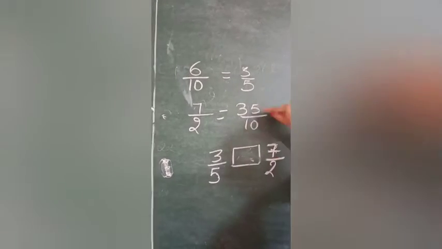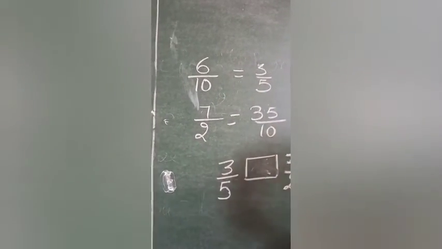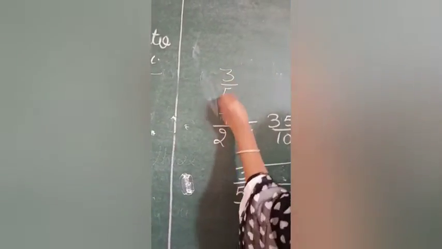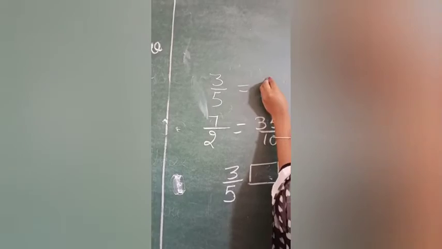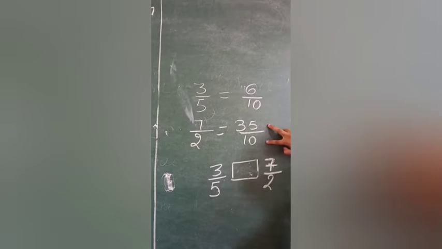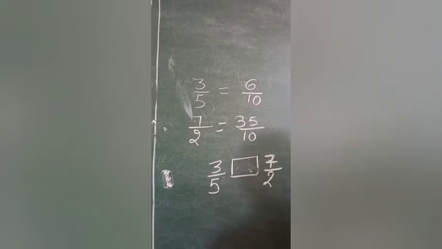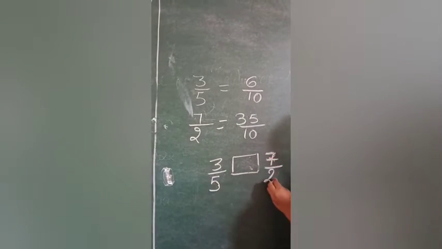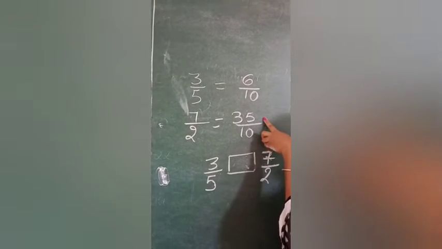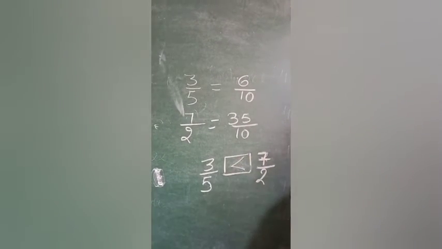You see 3 by 5 equal 6 by 10. Now you see we have same denominator 10 and 10. So we know that 6 is smaller than 35. So 3 by 5 and 7 by 2, which is greater? 7 by 2, because we have solved it and we found 35 by 10 equal to 7 by 2. So we put here this symbol.